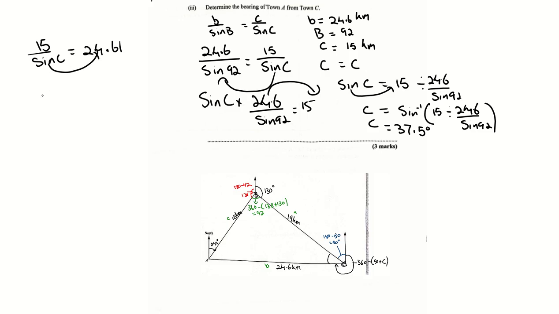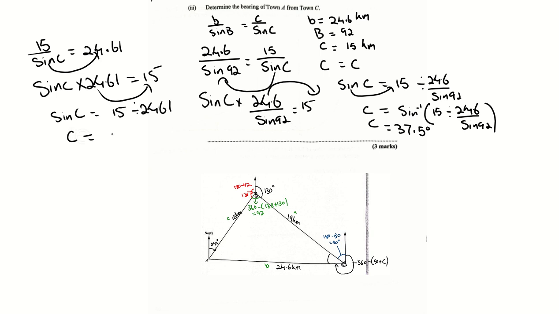Then you carry this across here, you'll have sine C multiplied by 24.61, because if I carry across, divide by will turn to multiply by. It's equals to 15. Then I want sine C by itself, so I'm going to carry this across. So sine C is equals to 15 divided by 24.61. C would be, if I carry across sine, sine inverse of 15 divided by 24.61, close brackets.